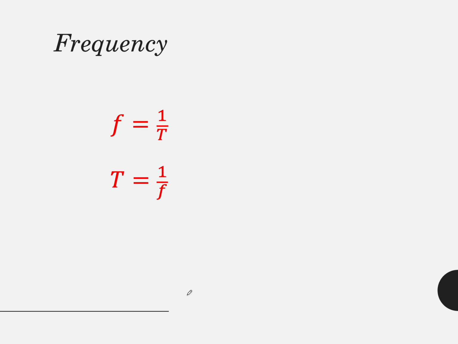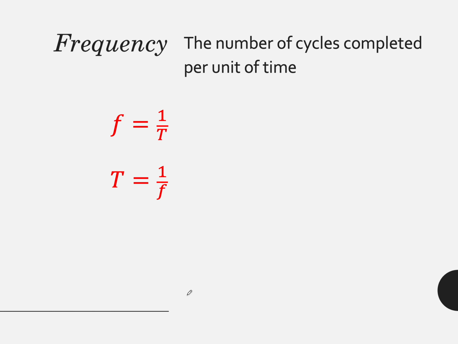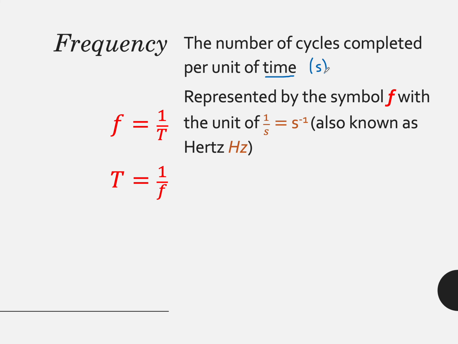The other thing we want to talk about besides period is the concept of frequency. Frequency is the number of cycles or oscillations completed per unit of time. And typically that unit of time is a second. If we use seconds for the time interval, the unit ends up being number of oscillations per second. And so the units are 1 over seconds, or seconds to the negative 1 power. But because frequency is used so frequently in physics, it's given its own special unit, the hertz.